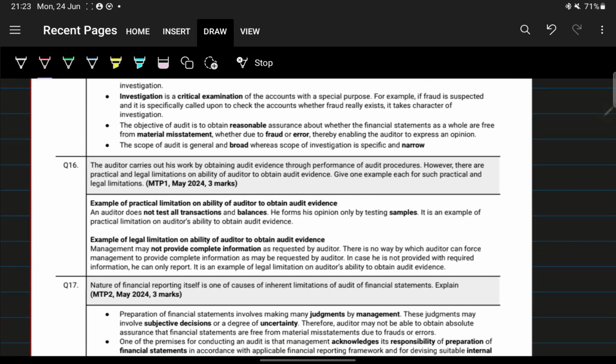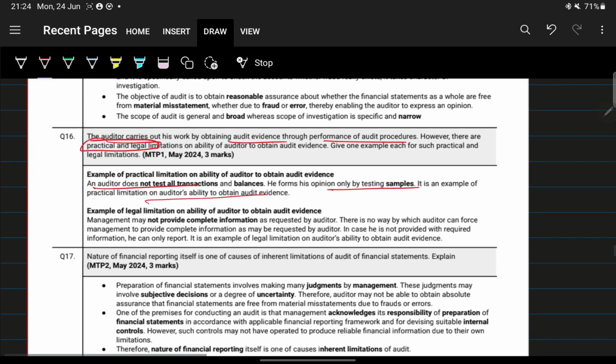Next, the auditor carries out his work by obtaining evidence through performance of audit procedures. Okay, again same thing, they're asking about the practical and legal limitations. So the auditor does not test all the transactions, he forms an opinion by only testing samples. An example of practical limitations is the auditor's ability to obtain audit evidence, right?